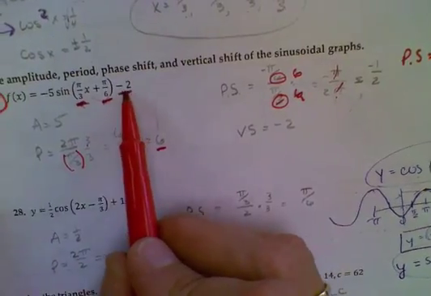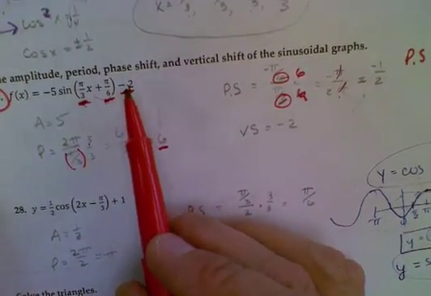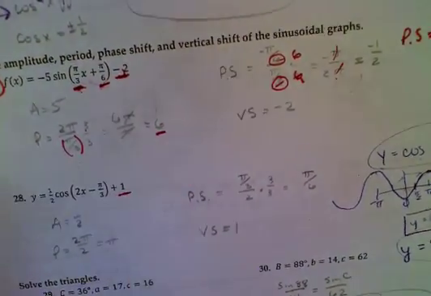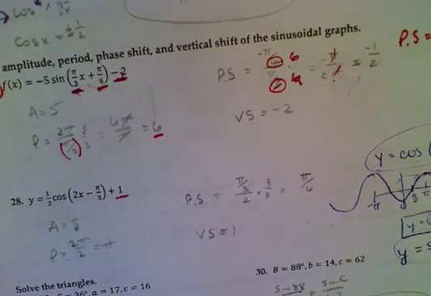And then remember, vertical shift is just how much you go up or down. So that one has a vertical shift of -2. That one has a vertical shift of 1.